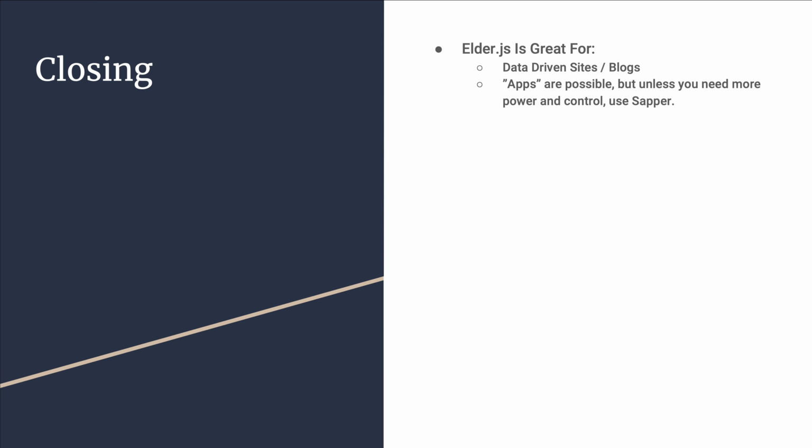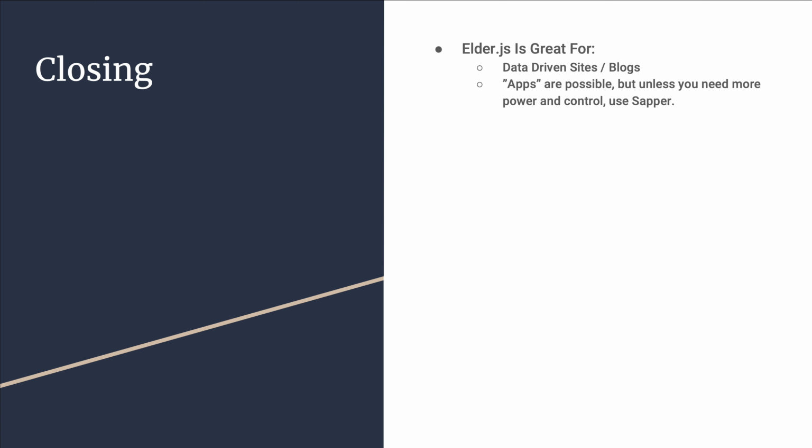A little bit on closing. First, Elder.js is great for data-driven sites and blogs. If you have a whole bunch of markdown on your current blog, basically if you clone the template, you can toss the markdown in a folder and it'll generate a blog for you. Apps are possible. We do server-side rendering, but unless you need more control and power, and you're really familiar with Express or Polka, use Sapper.